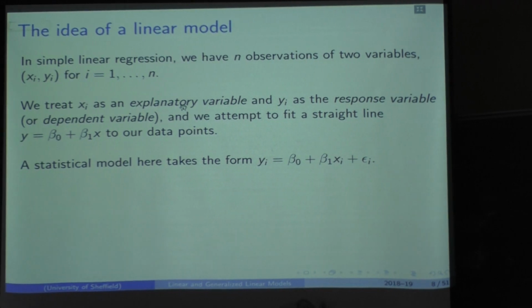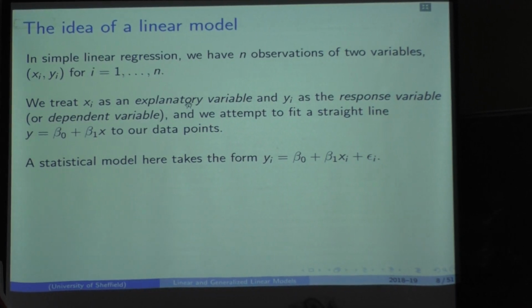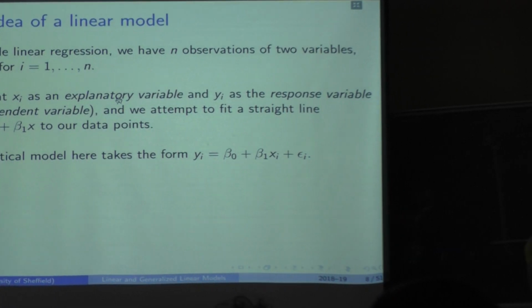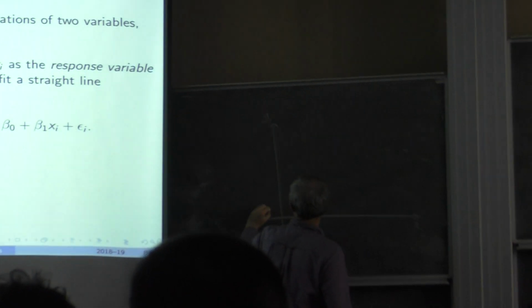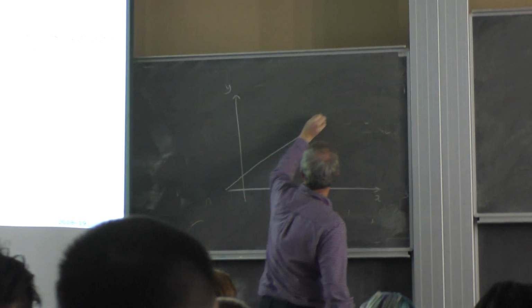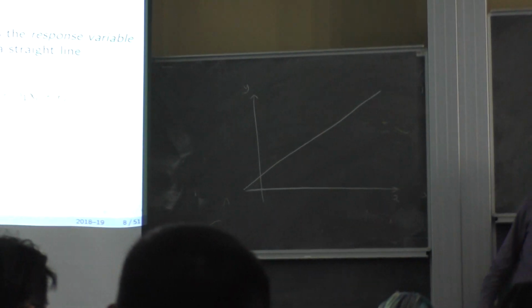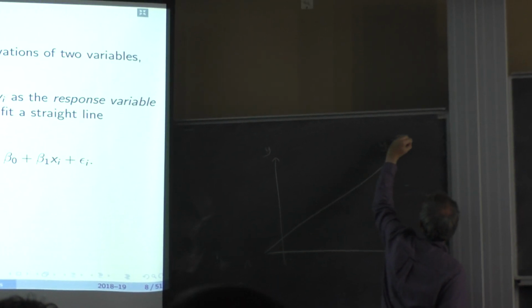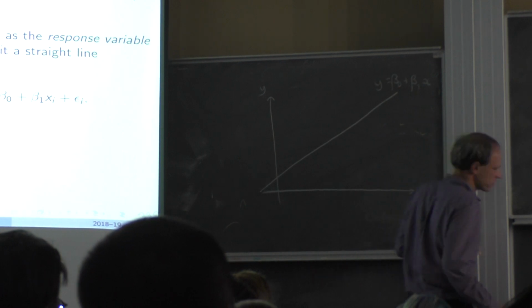Which is that instead we think of a statistical model as starting with a line. So this line is going to look something like this. That's a straight line, and it's a line of the form y is beta naught plus beta 1 x. So that's the line.